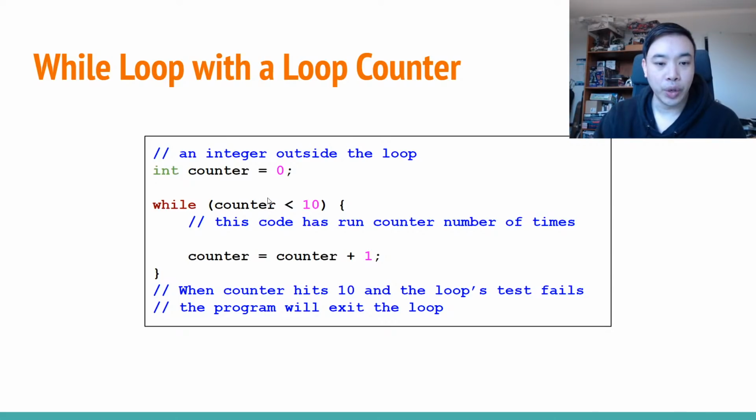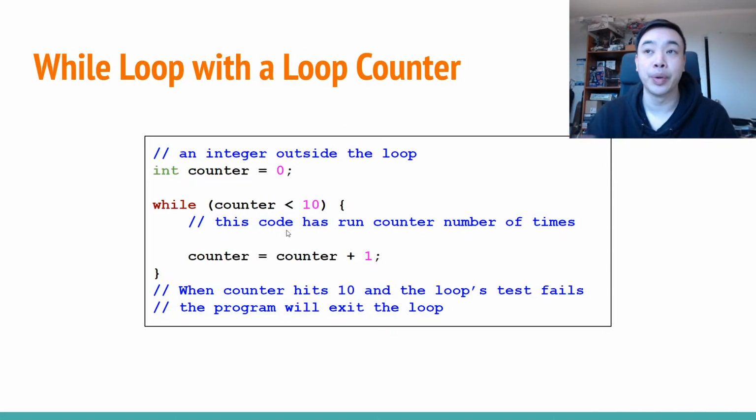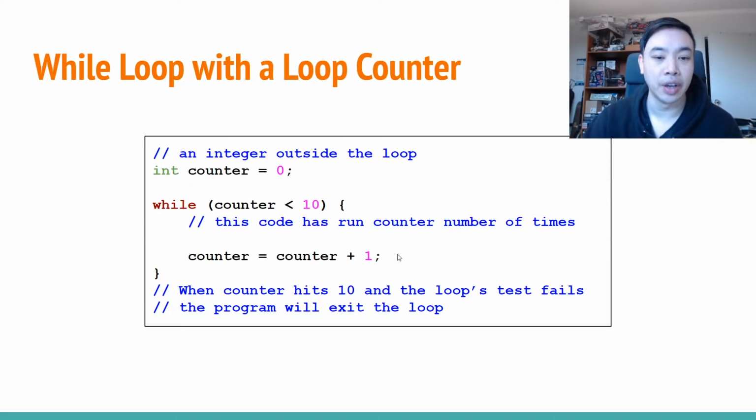So the question in here is, is the counter less than 10? I want to run this exactly 10 times. So counter less than 10 means that no matter what, when this variable is less than 10, this will run, and then we'll have some code in here that does something. Maybe I want to repeat something 10 times, and then here we'll say counter equals counter plus 1. So what I'm doing is I'm taking whatever number's in counter and I'm adding 1 to it, and then I'm storing it in counter.